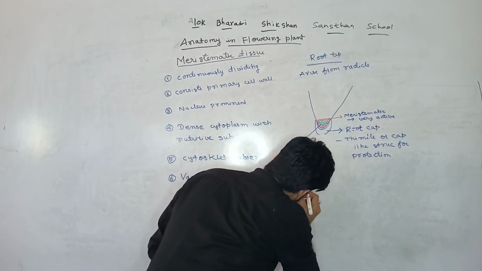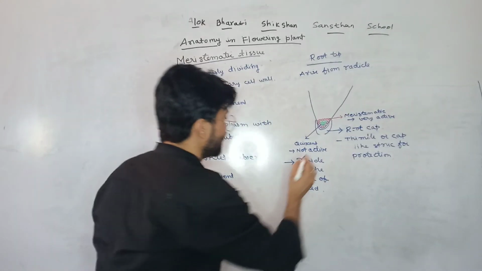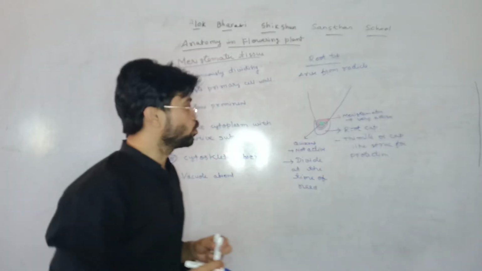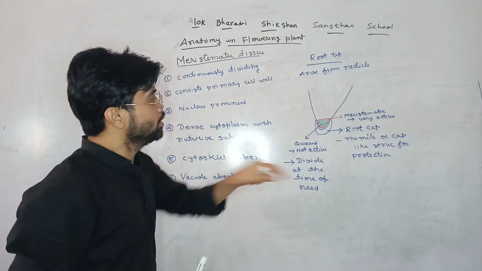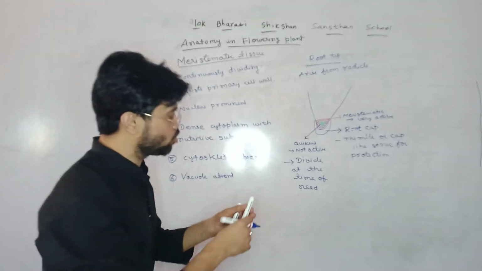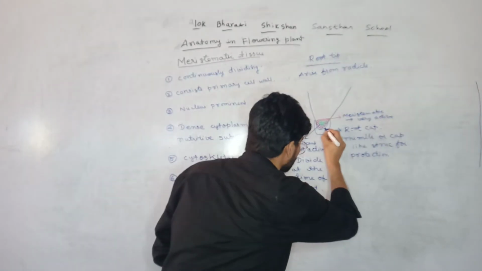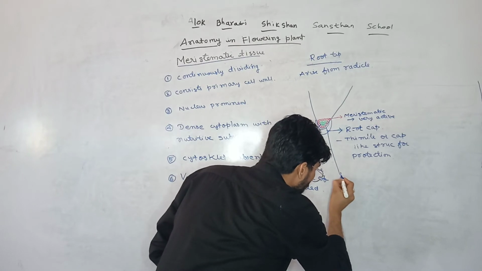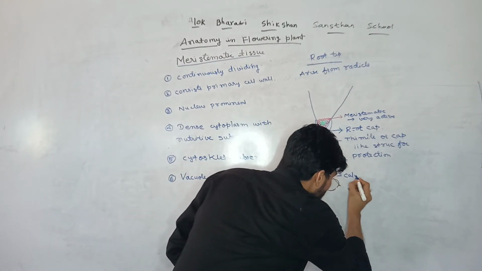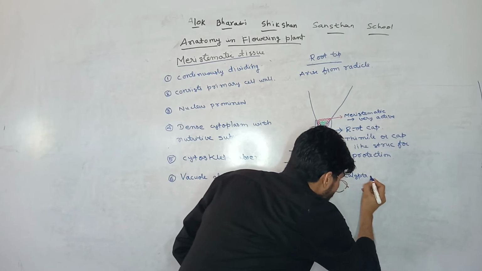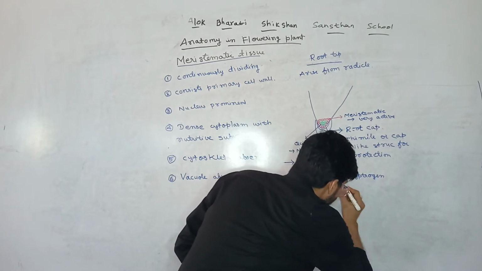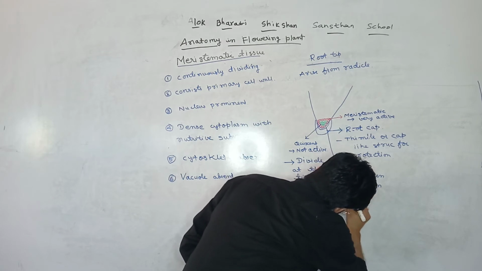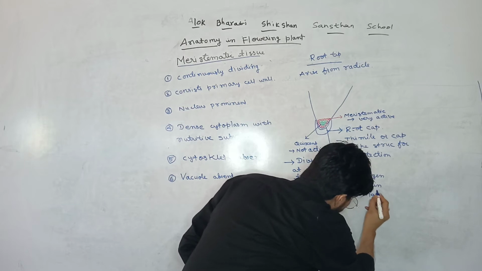Now my dear student, here you can see the root cap, and this root cap is formed from one tissue, and that tissue is known as calyptrogen. So this root cap is formed from the tissue of the root, and the name of that tissue is calyptrogen. It helps in the formation of the root cap.